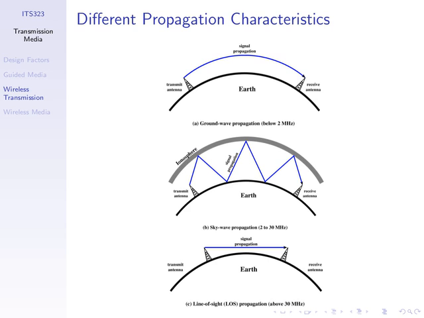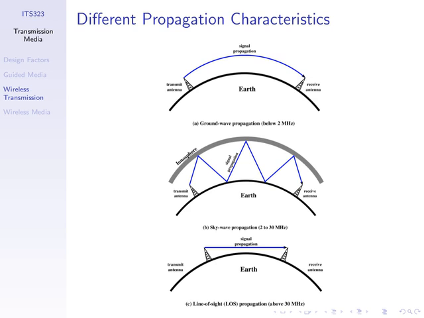Ground wave propagation, because of the frequency, follows the curvature of the Earth. Because of artifacts in the atmosphere, that frequency, and refraction, it actually bends around the Earth. The Earth is round, so it follows around the curvature of the Earth. That's how we can transmit a long distance.